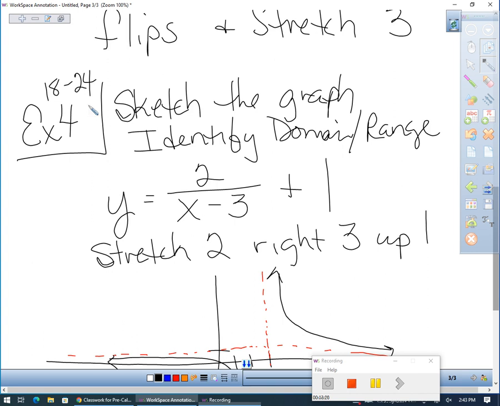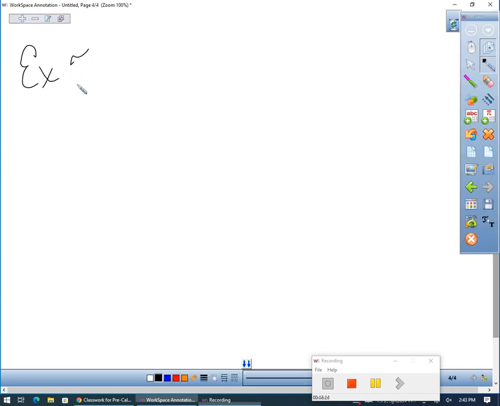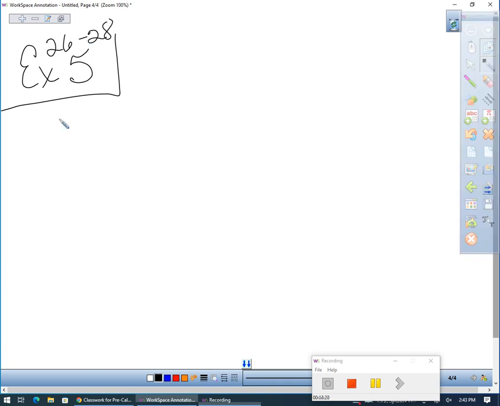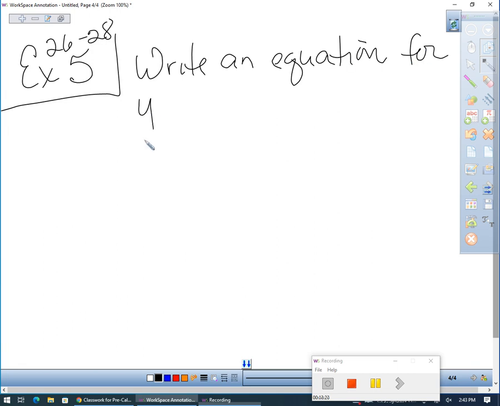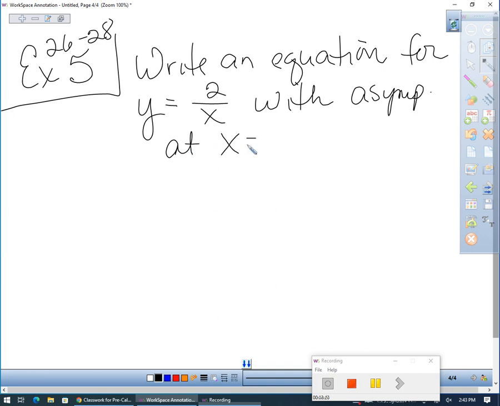Last example. Example number 5. Example number 5 is going to cover your last 2 problems, 26 to 28. And it says, write an equation for y equals 2 over x with asymptotes at x equals 3 and y equals 4.